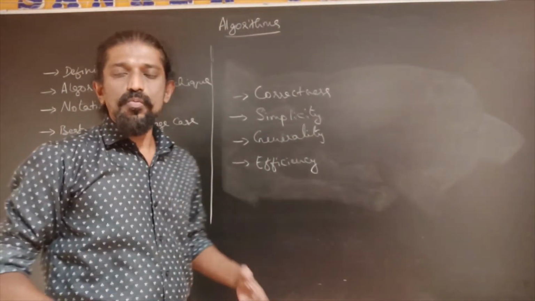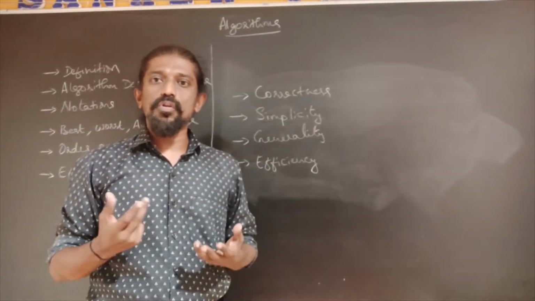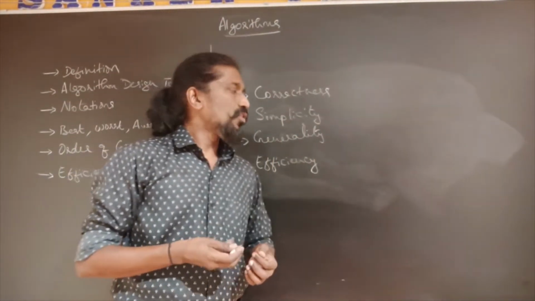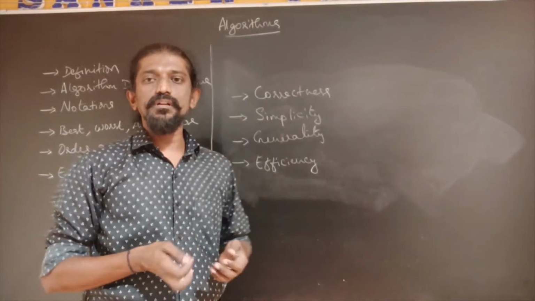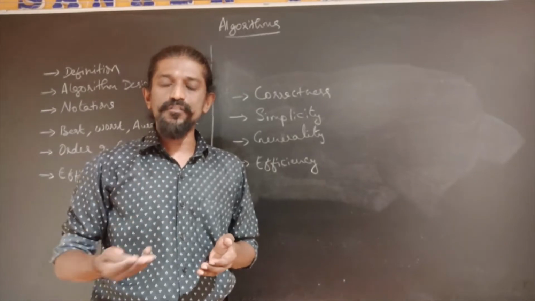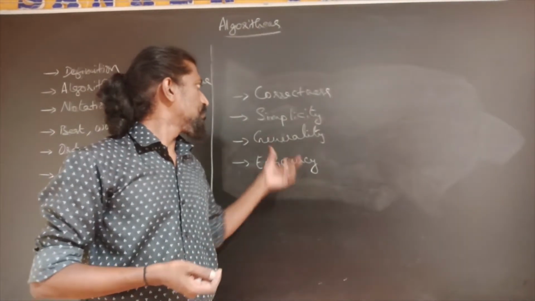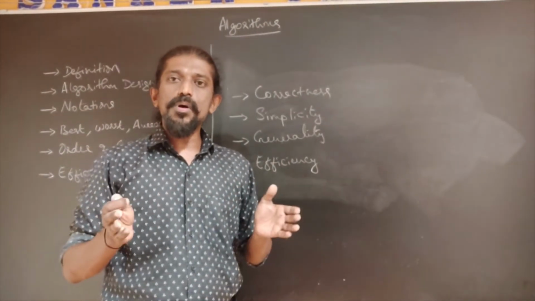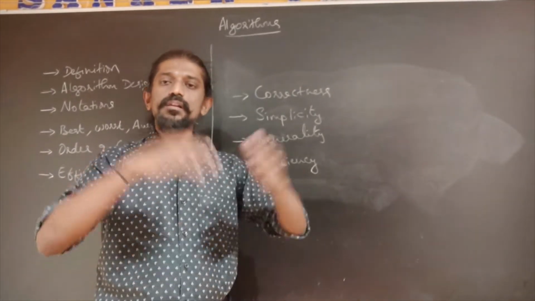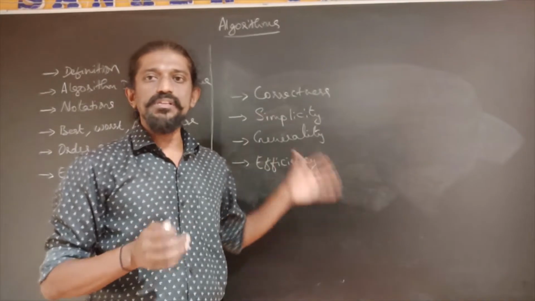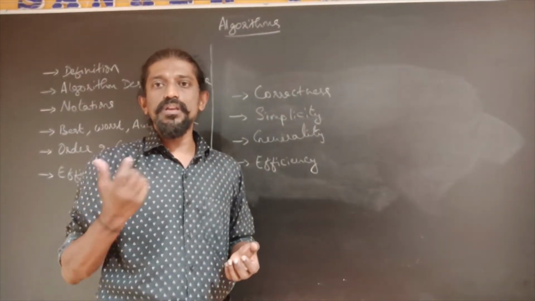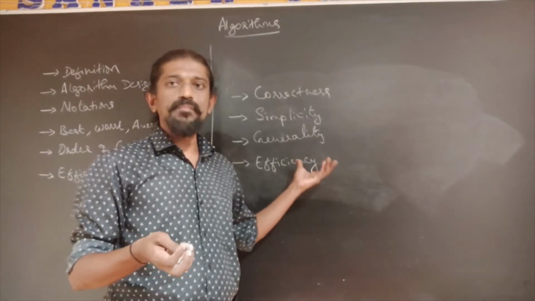So correctness, whether the algorithm is giving correct output or not, how accurate the output the algorithm is giving. Simplicity, how simple or how complicated the algorithm is, is it easy to understand or is it very difficult to understand? So that is simplicity. Generality, given a problem, can we design an algorithm which can solve a more general problem of this kind? Okay, and finally efficiency, how good the algorithm is with respect to time and space.